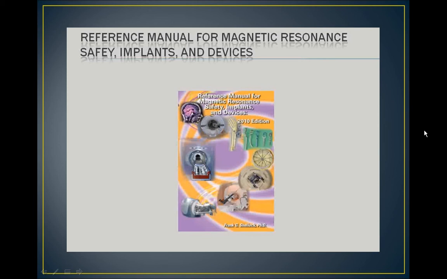Some facilities choose to keep an additional resource, like a 3-ring binder of collected information on stents or other implants that may not be included in Dr. Shellock's manual. We often come across implants and devices that may not be tested, or devices that are not included in this manual, and therefore we must contact the manufacturer to see if it is MRI compatible.